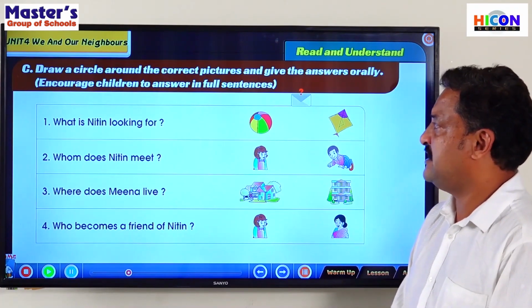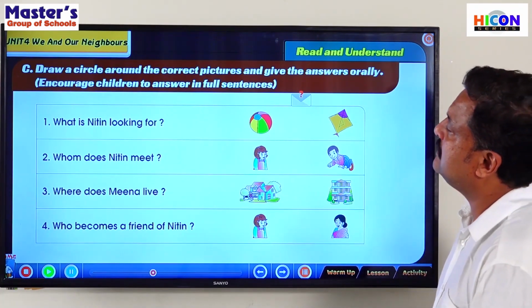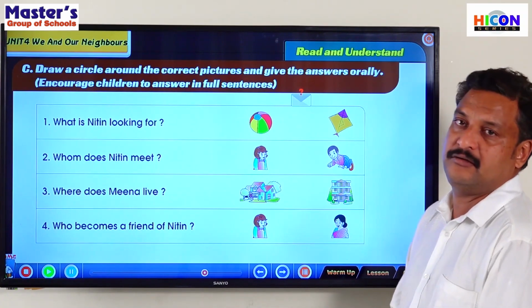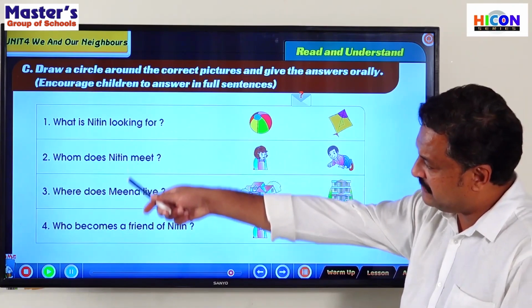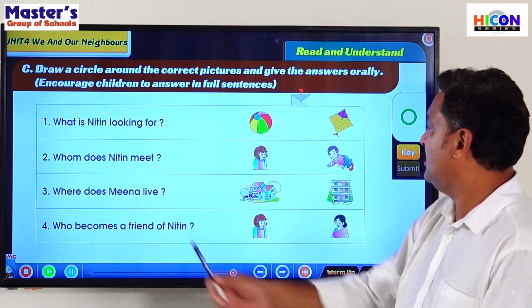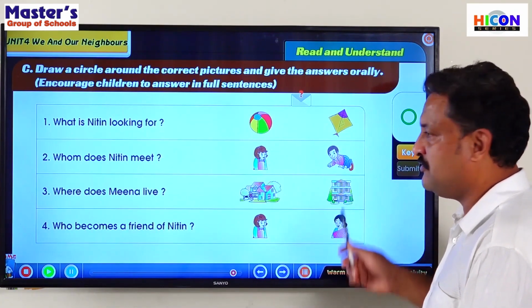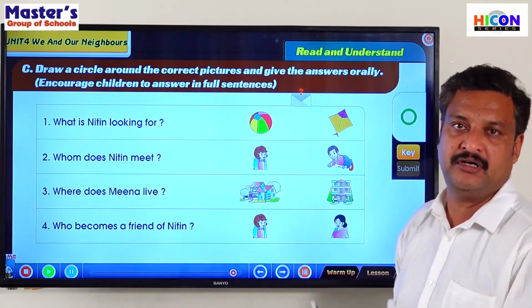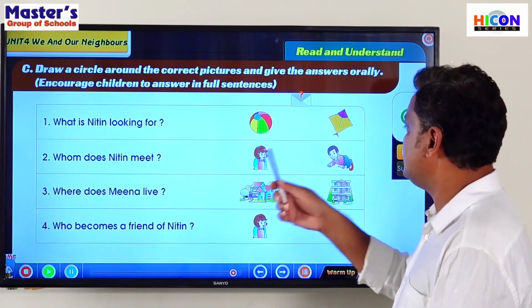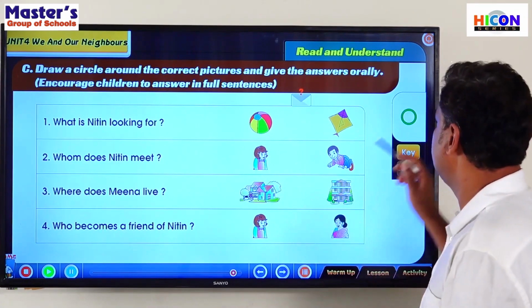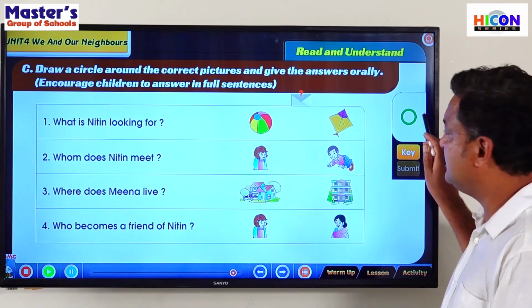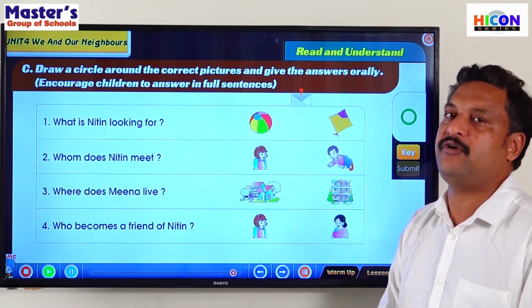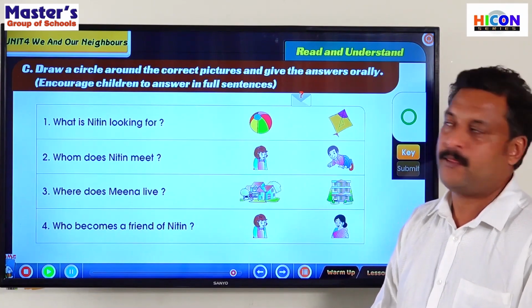Now, section C is draw a circle around the correct pictures and give the answers orally. So, here are some questions given here 1, 2, 3, 4, and here we have two sets of images. After reading this, we need to identify which one is the correct option, and we have a circle here. We need to bring this circle over here to put on that, to select and identify the correct option, right?